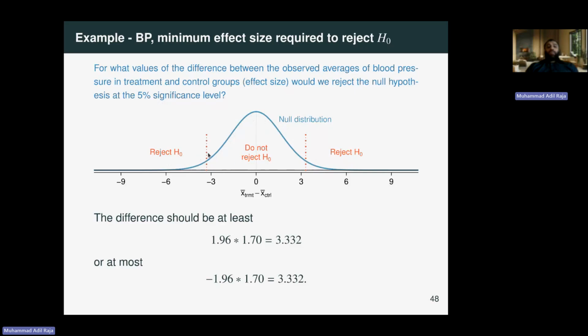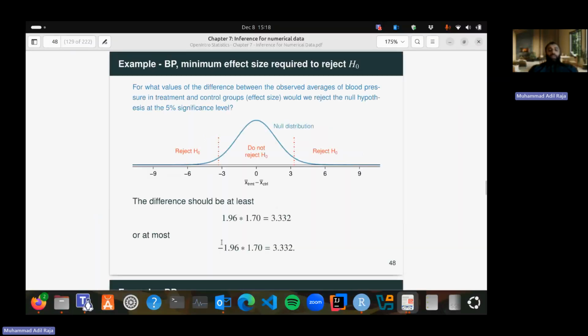And what do these points correspond with? They correspond with the 5% significance level, which means 2.5% of the region over here and 2.5% of the region over here. 2.5 plus 2.5 is equal to 5%. Okay, so this is it. How do we compute that? We take this 1.96 from the z-score table. Okay, how do we do that? We can do it using R.